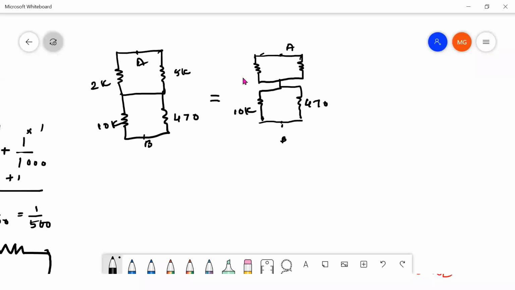It is written to understand that 2K and 5K are connected in parallel, and 10K and 470K are connected in parallel. That's why a slight modification is done to the given figure, to understand that these two are connected in parallel and these two are connected in parallel. All right. As a result, it is the equivalent resistance of this and the equivalent resistance of this. So I have not disturbed the nodes A and B.